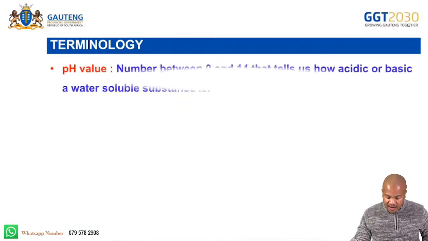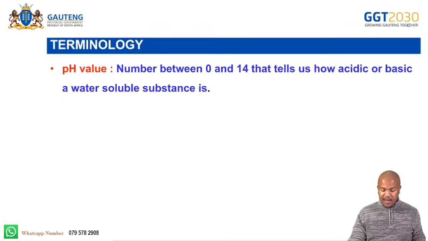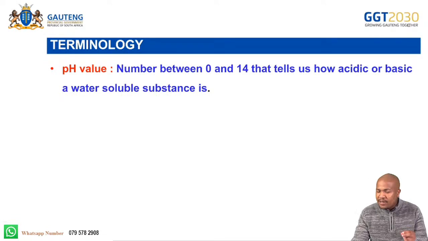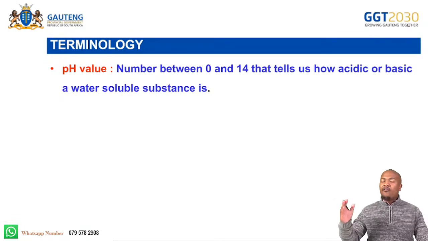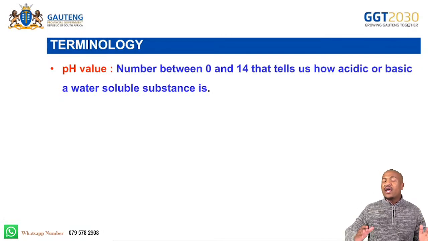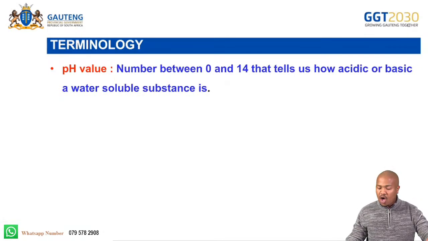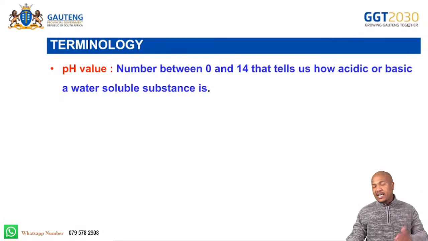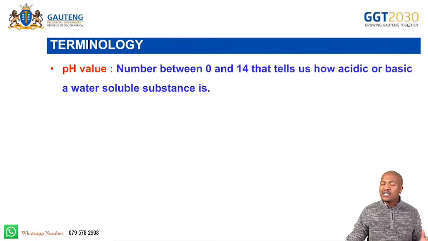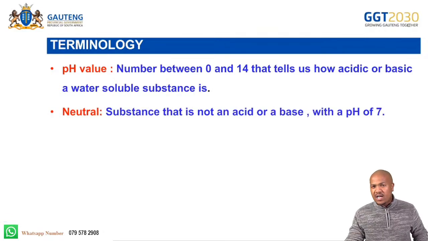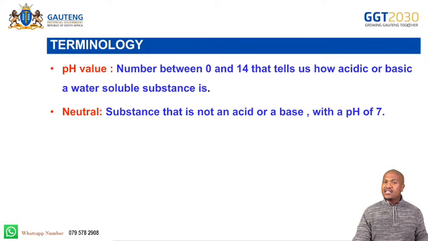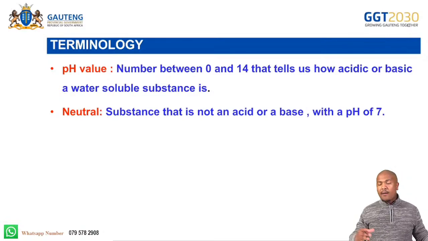We also have pH value. The pH value is the number between 0 and 14 that tells us how acidic or basic a water-soluble substance is. That is our pH value. We also have neutral. Neutral substances are not acidic nor basic, and they have a pH value of 7.